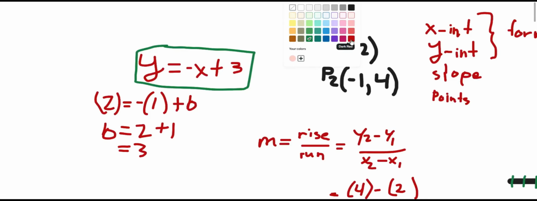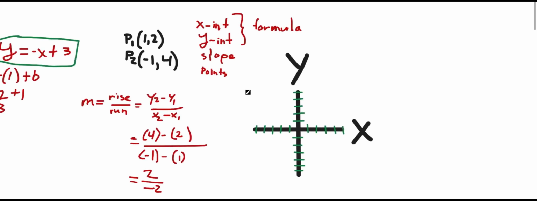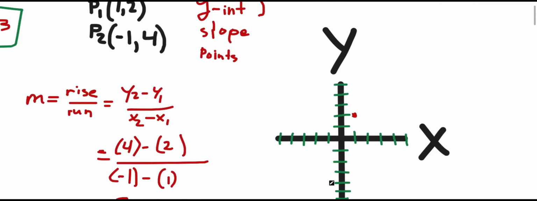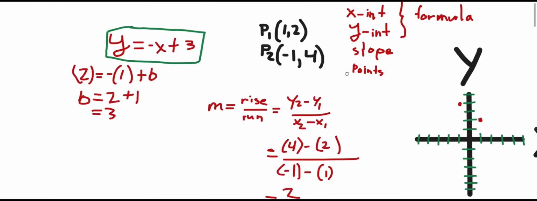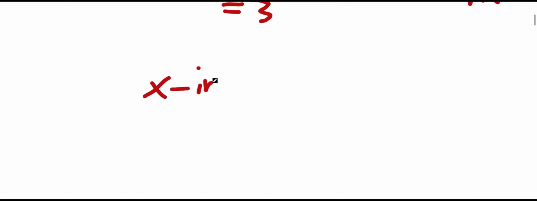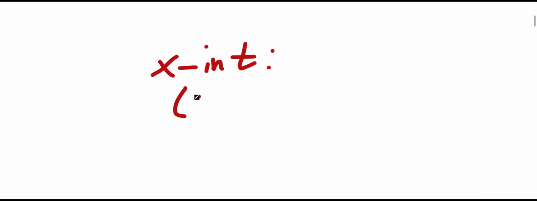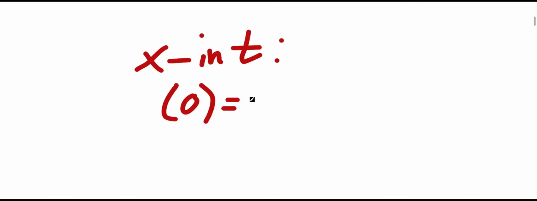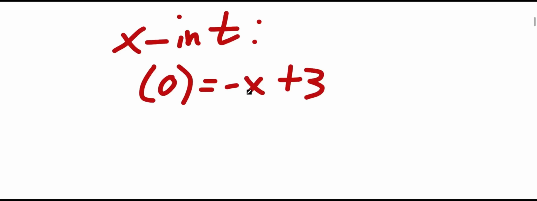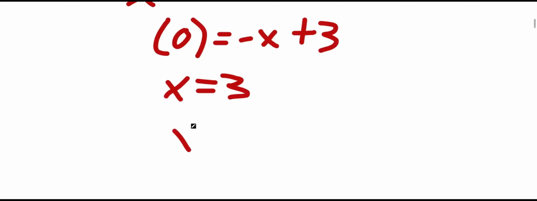And then we could use it to solve for the x-intercept and the y-intercept. So for the x-intercept, that would be y is equal to 0. So y is equal to 0 in the formula. And then we isolate for x. So x is equal to 3 when y is equal to 0.